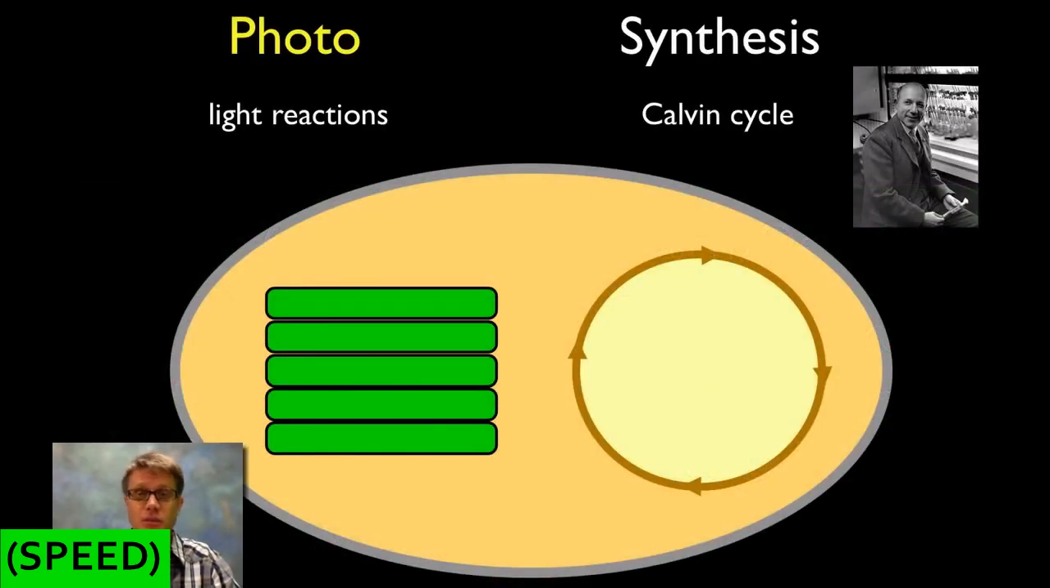Okay, so whenever I try to think, what are the different steps in photosynthesis? I always imagine this picture right here. There's photo and synthesis in the word. Photo means light, and synthesis means to make. And so there are two steps in photosynthesis: the light reaction, and those are going to take place in the thylakoid membrane, and the Calvin cycle.